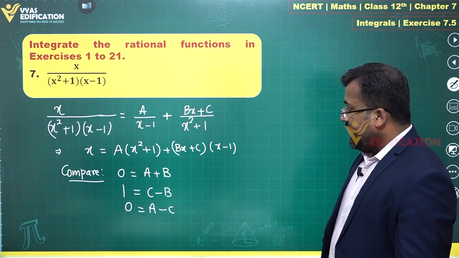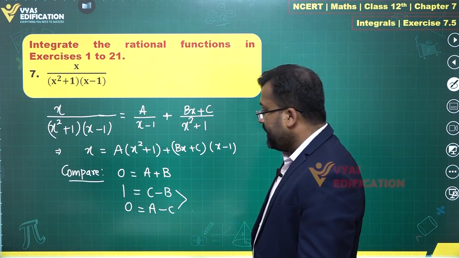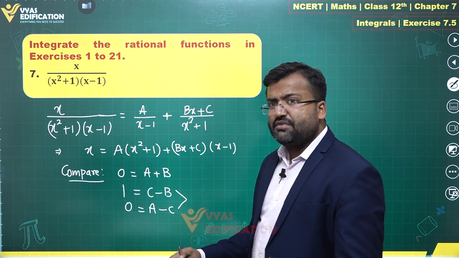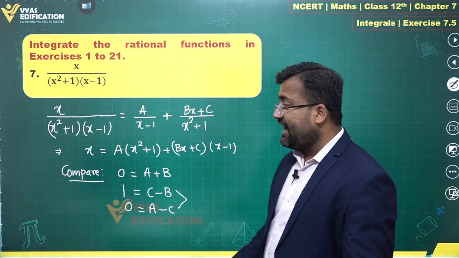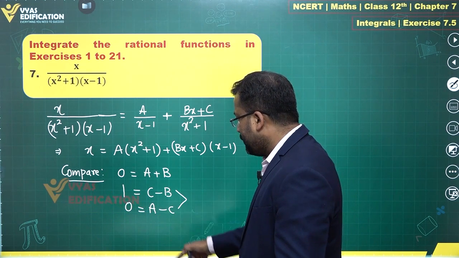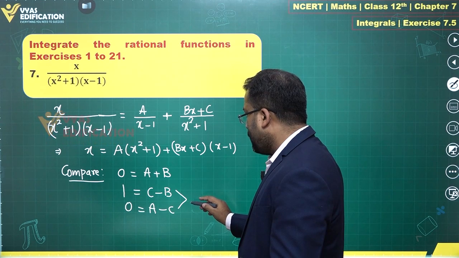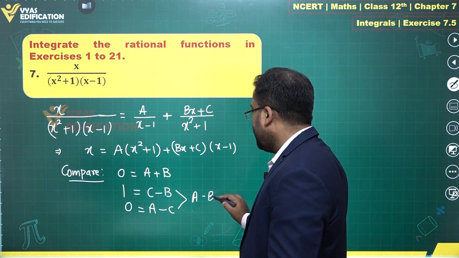So we can eliminate any two things for that matter. Let's say you can use these two equations to eliminate c and get an equation in terms of a and b. This is another equation in terms of a and b. Using those two, we'll get the value of a and b. So adding these two, what do I get? Minus c plus c will get cancelled. A minus b is equal to 1. This is what I get.